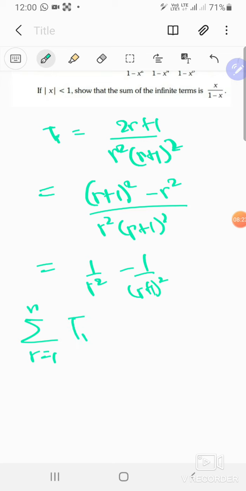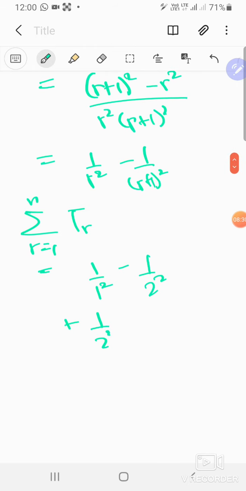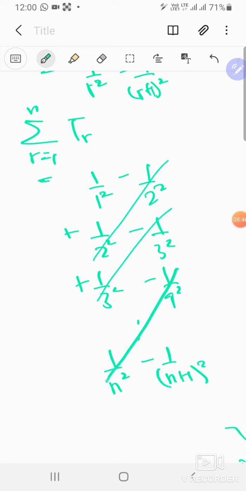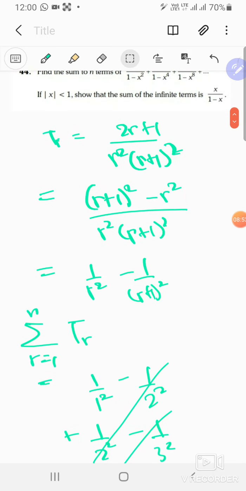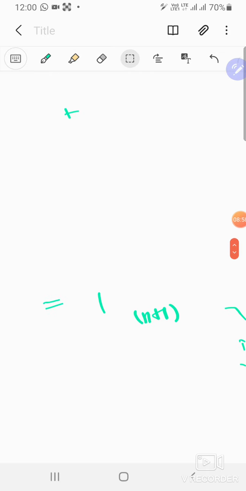what we will get is 1 upon 1 squared minus 1 upon 2 squared plus 1 upon 2 squared minus 1 upon 3 squared plus 1 upon 3 squared minus 1 upon 4 squared, all the way till you put n in there, 1 upon n squared minus 1 upon n plus 1 squared. Then some stuff cancels as always, so that's equal to 1 minus 1 upon n plus 1 squared. I won't simplify this because that's enough calculation already, so that could be our final answer.